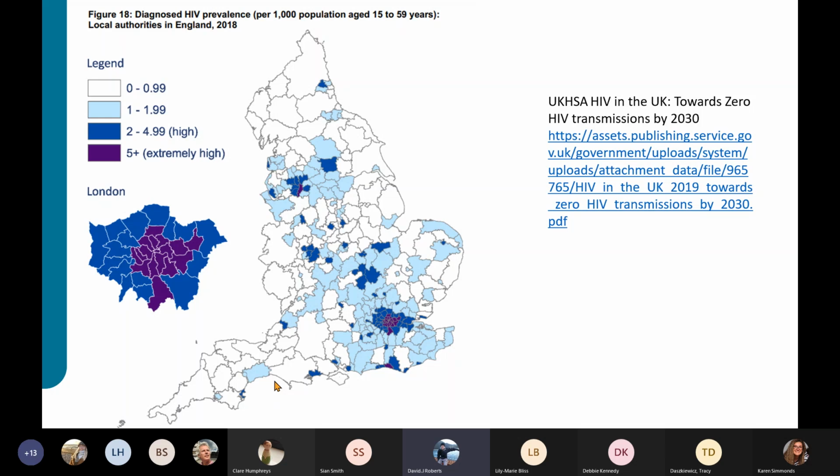Thanks, Karen. This slide just summarises the HIV prevalence in local authorities in England. This is 2018 data. As you can see, it goes from 0 up to more than 5 per thousand, and above 2 to 4.99 is defined as high, and above 5 is extremely high. I stress this is in the UK context. It's really not very high at all in the global context. But the highest prevalence areas in England are clustered around urban centres, and in the South East we've only got one extremely high area, as it's called, around Brighton, but there is some clustering in other urban areas too. Okay, next slide, thank you.